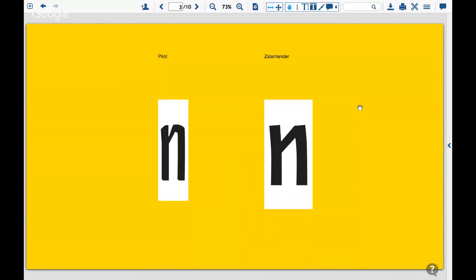That's what I noticed. But I think the defining feature that makes them have a much different execution is that Pilot has one extra area that Zalamander doesn't. It breaks right here. The line has one extra little turn at the shoulder, whereas Zalamander just goes up and then down right away. So it has this pointy jutting, which you don't often see in a typeface.